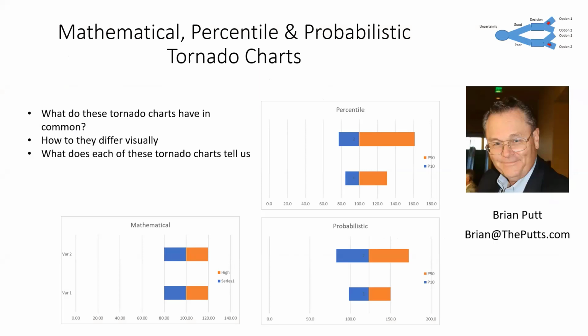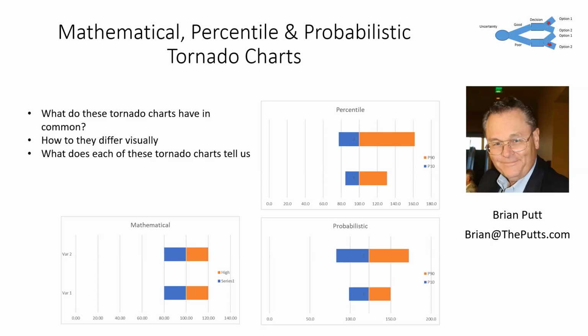This shows three different tornado charts. What do these tornado charts have in common? Well, they all come from the same model. They're multiplying two random variables together. But how do they differ visually? Do you see the difference? I think so. What do each of these tornadoes tell us? I think they're telling us a different story.